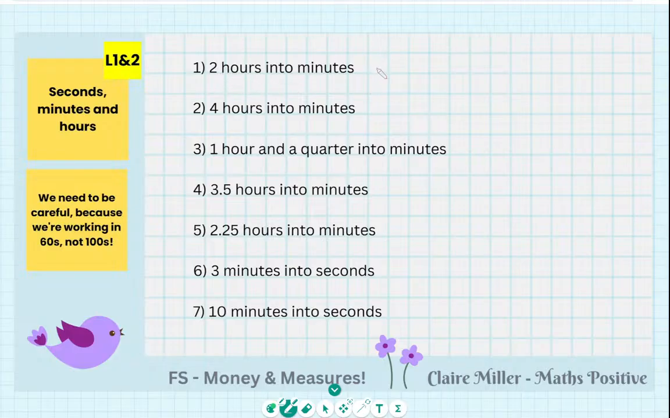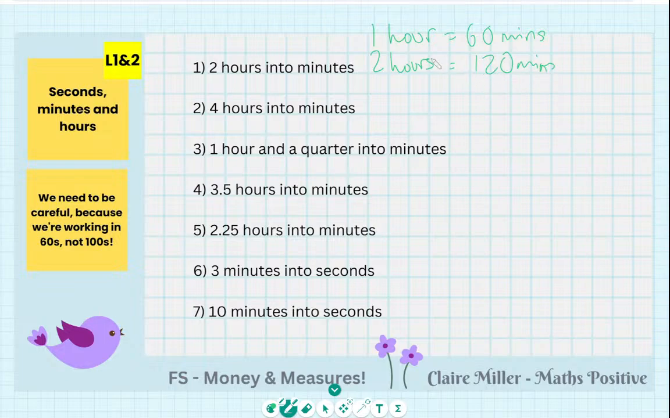So 2 hours into minutes, just like we were doing last week. If you're not sure, start with 1 hour. So 1 hour equals 60 minutes. You could just start by writing that down on your sheet of paper. So that means 2 hours is 2 lots of 1 hour. So it's going to be 2 lots of 60 minutes. It's going to be 120 minutes.